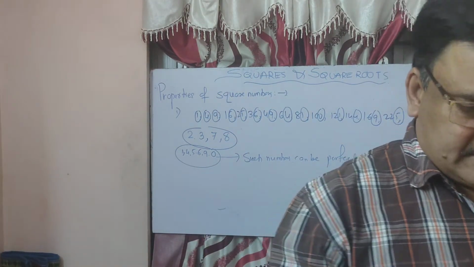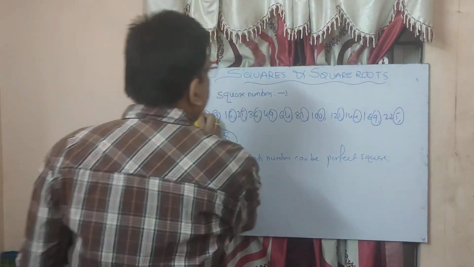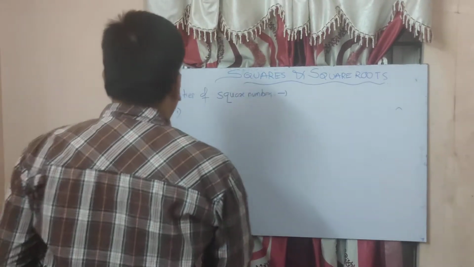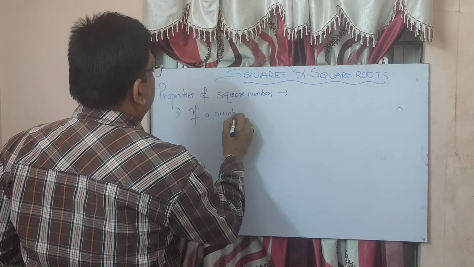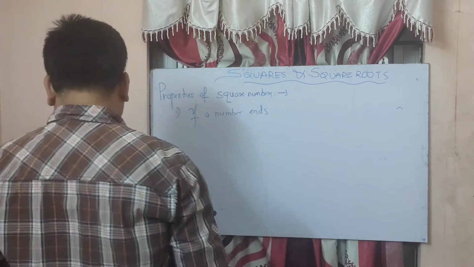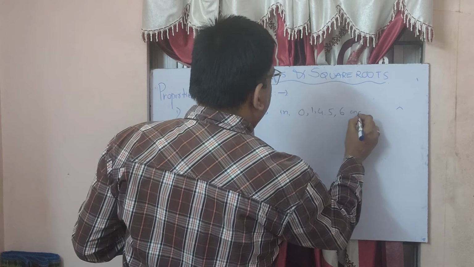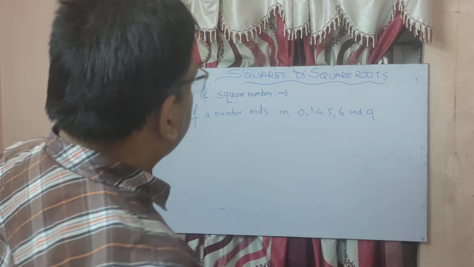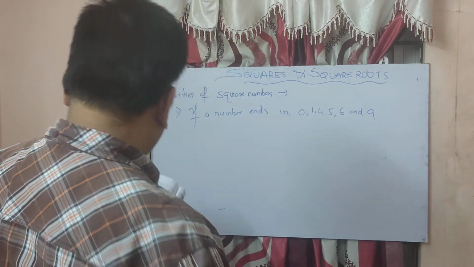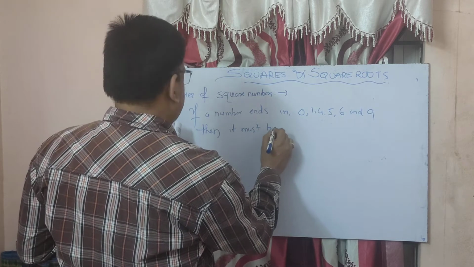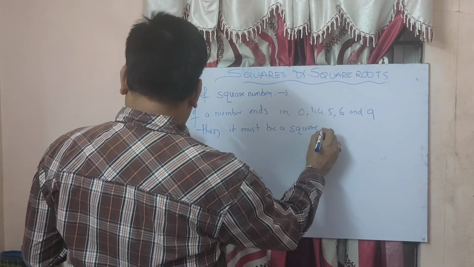So now what is the first property? You can write, if a number ends in 0, 1, 4, 5, 6 and 9, then it must be a square number.